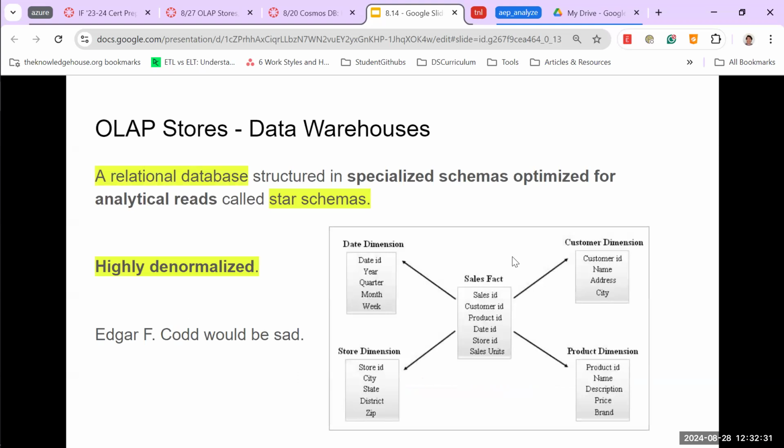So first up, what is a data warehouse? The funny thing is a data warehouse is actually just a relational database, but it's a relational database that's structured in a highly specialized way that's optimized for analytical reads. So just keep that in mind. When people talk about data warehouses, they're really not talking about any specific unique tool. Really, the only thing that they're discussing is a relational database that you've arranged in such a way that you can perform analytics on it easily.